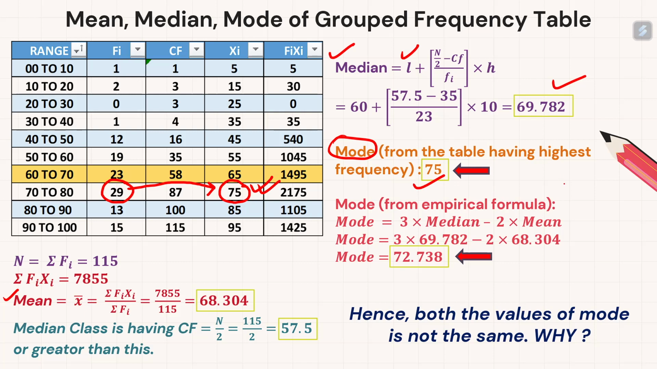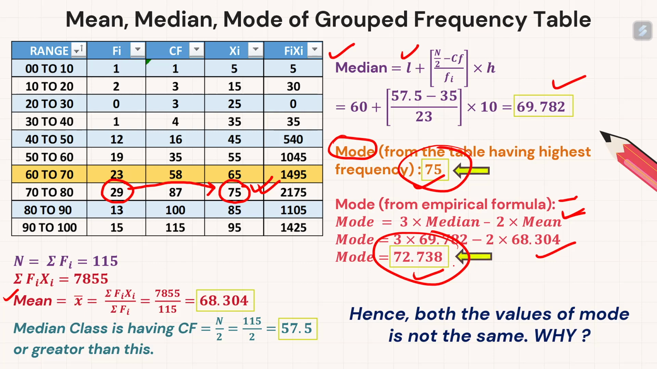Now, again we can calculate mode from the empirical formula, that is 3 median minus 2 mean. By putting these values of median and mean, we are getting 72.738. So this is also one mode, and that is also one mode, 75. So we are getting two different values of mode.